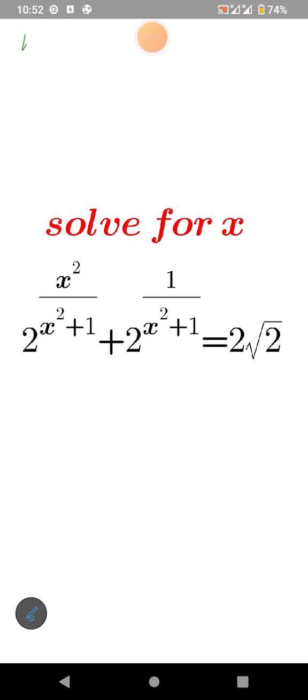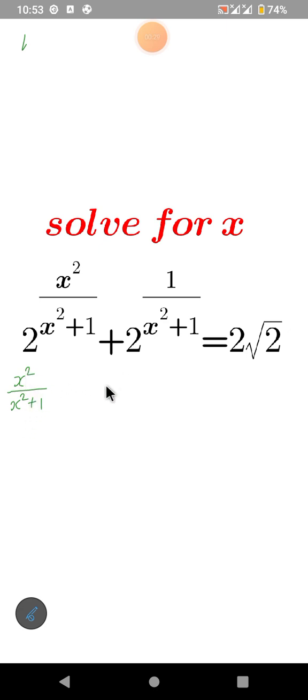In today's video I'm going to be solving this wonderful equation, and I'm going to start by considering this power here, x squared all over x squared plus 1. So I'm going to write it out, x squared all over x squared plus 1. I'm going to divide using the long division method.